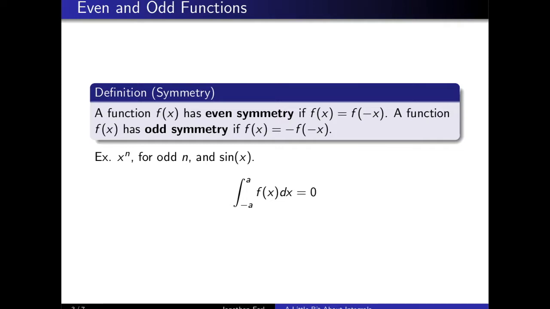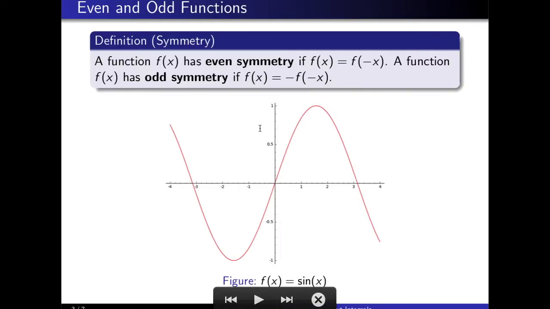So some rules for doing integrals with even and odd symmetric functions. The first is that if you're taking any odd function you like and you integrate it from minus a to a, where a is some number, that integral is always 0. And the reason for that is kind of straightforward from the picture.